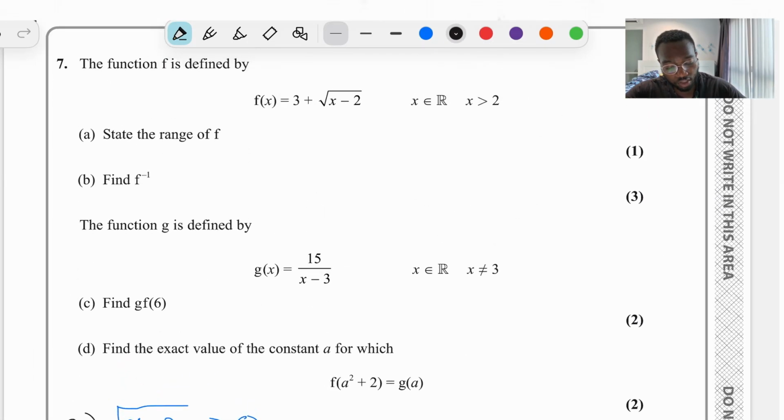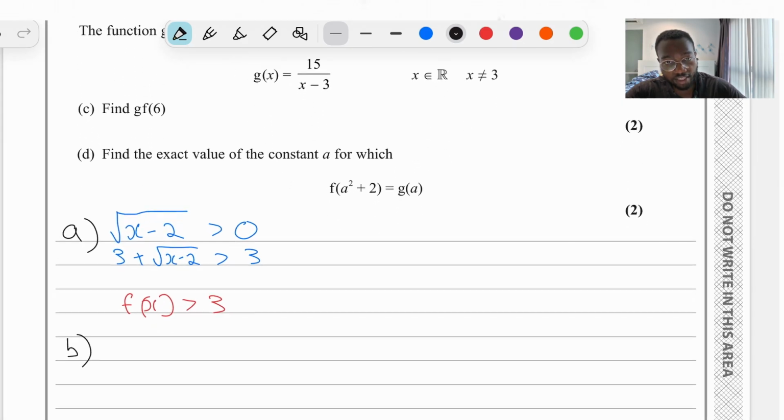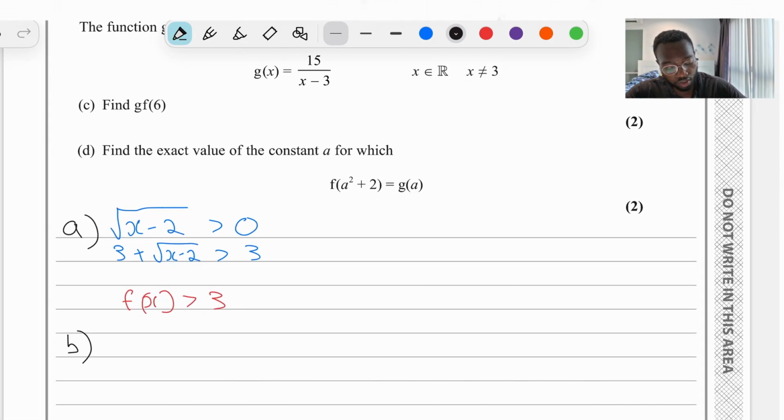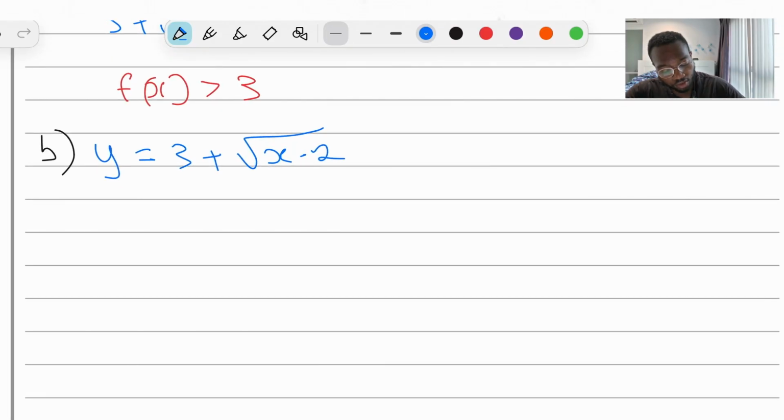For part B, we need to find the inverse of f. If f of x is 3 plus the square root of x minus 2, then to work out the inverse, let me write here: y is equal to 3 plus the square root of x minus 2. The inverse is just going to change your x and y values around. So now we have x equals 3 plus the square root of y minus 2, and then just rearrange for y.